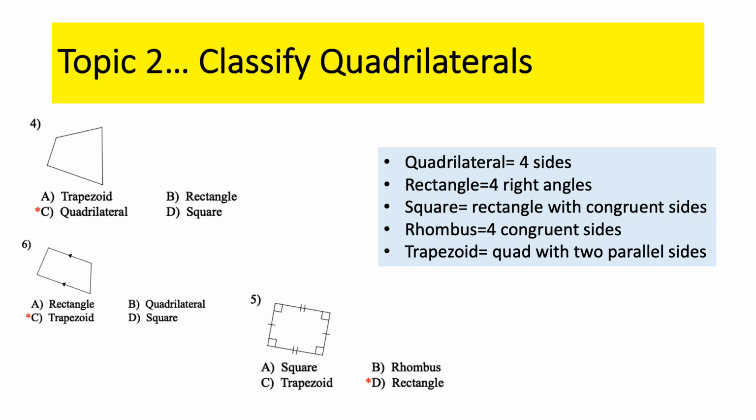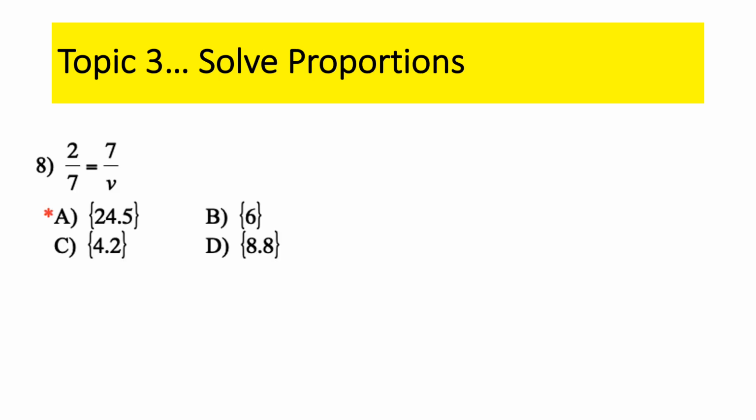Number 5, opposite sides are congruent. We got four right angles. That means if all the sides were the same, and four right angles, that's a square, but this time I don't have all four sides the same, therefore it's a rectangle. Okay, so that's topic number 2. Pretty easy for there as well, too. When are we going to get to the hard stuff?